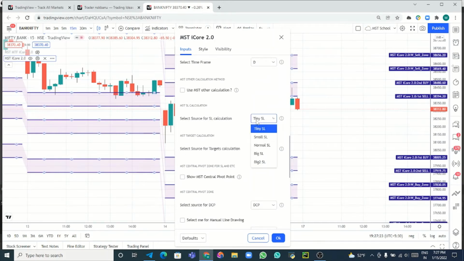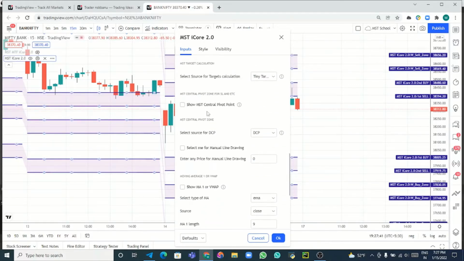Then for SL, there are 5 types of SL: tiny SL, small, normal, big SL, and big 2 SL. Similarly, there will be tiny targets, small targets, normal targets, big targets, and big 2 targets.